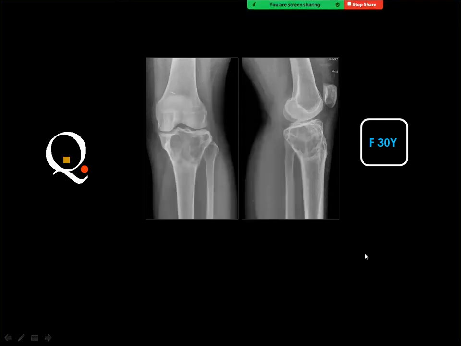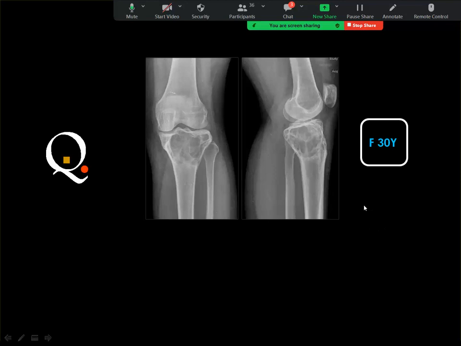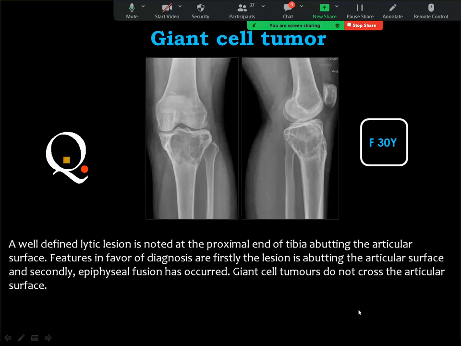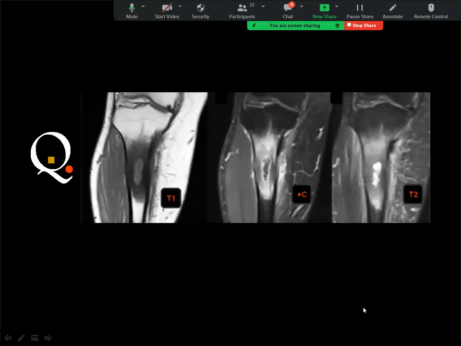Yes, and this is a giant cell tumor. It is not an aneurysmal bone cyst because, number one, the epiphyses have been closed, meaning that the patient is older, more than 20 years. Then you have an expanding lesion touching the articular surface of the bone, with no periosteal reaction and no extraosseous soft tissue components, then you think of giant cell tumor. Next case.